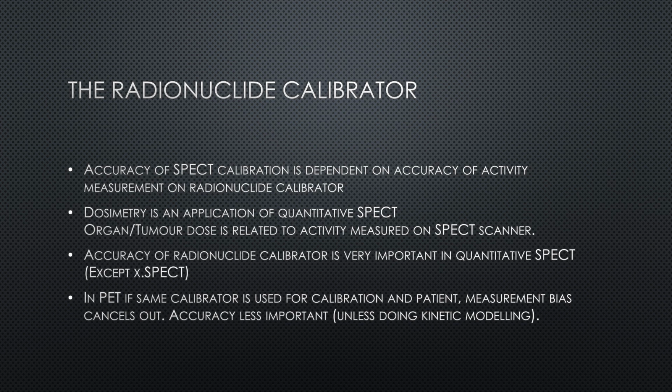In PET, if the same calibrator is used for calibration and for the patient, any measurement bias cancels out, assuming you're doing things like SUV. Accuracy is less important in PET, but in SPECT, it becomes more important because of this direct relationship between activity and dose when we're doing dosimetry applications.